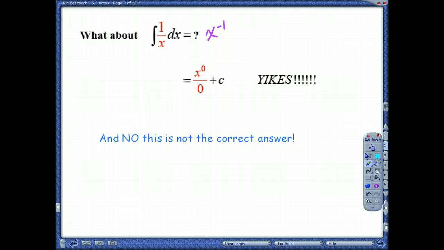So when we integrate that, we add 1 to the exponent, which means we get a 0. Well, x to the 0th power is not a problem. But when you divide by that same power, oh, problem. And yikes. And no, this is not the correct answer.